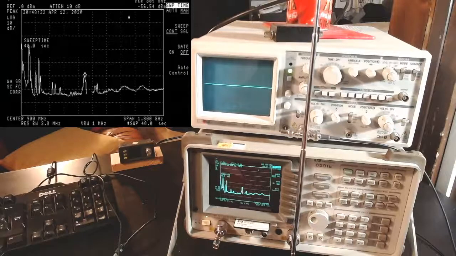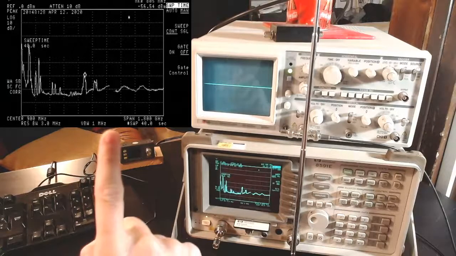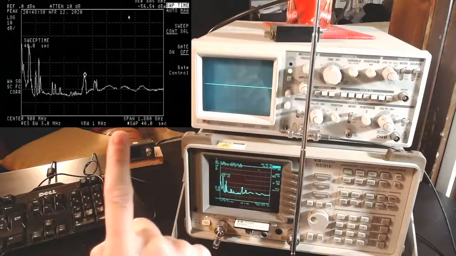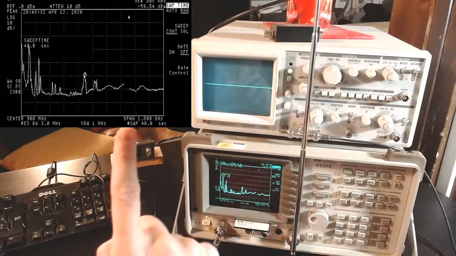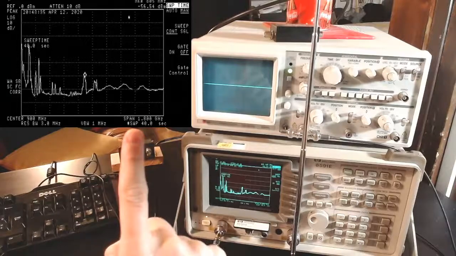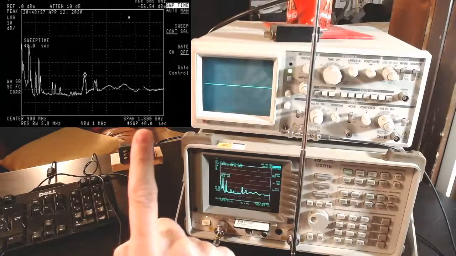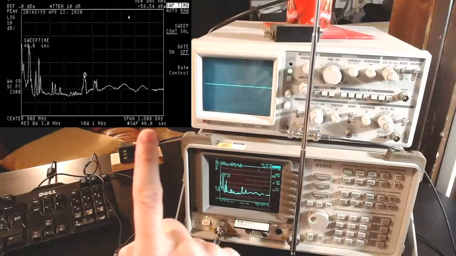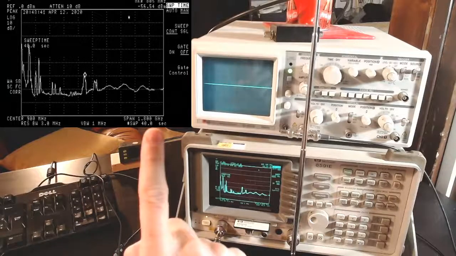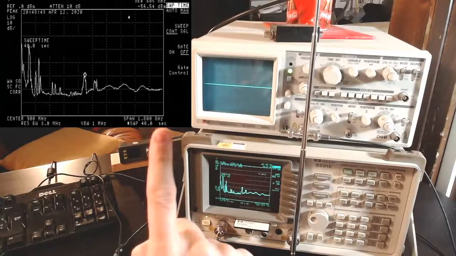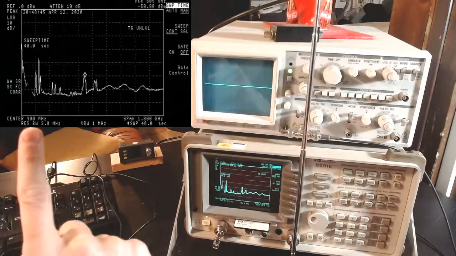Okay, so the tracking generator is simply outputting a signal whose frequency is the current frequency observed by the spectrum analyzer. So it's basically following my finger. It's outputting a frequency where my finger is, right? And then it will start back here.